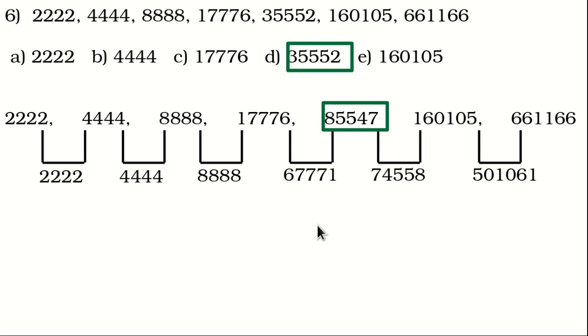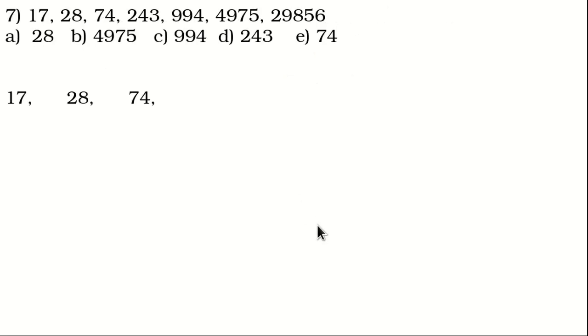Now let us look at the next question. 17, 28, 74, 243, 994, 4975, 29856. Now my question is, can we get the answer by finding the difference between the given numbers? Definitely no. The reason: the given numbers are not close to one another, as there is a drastic change, as this is a 2-digit number and this is a 5-digit number. So we cannot get the answer by finding the difference between two successive numbers usually.